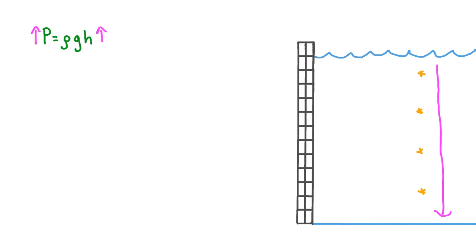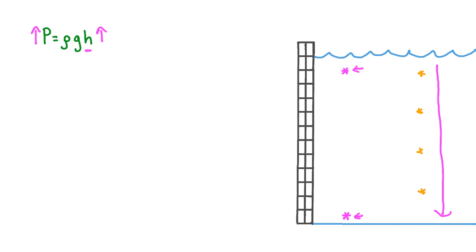We can connect this to the fact that the pressure at the bottom of a swimming pool is greater than the pressure near the top of a swimming pool. The height of the water above us when we're at the bottom of the swimming pool is much greater than the height of the water above us when we're near the top.